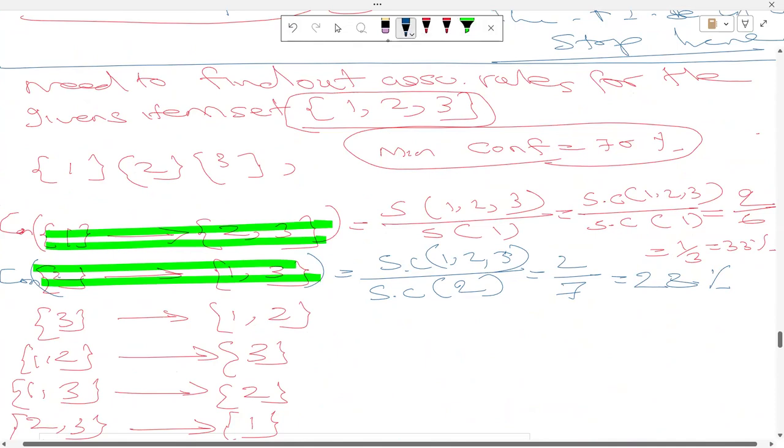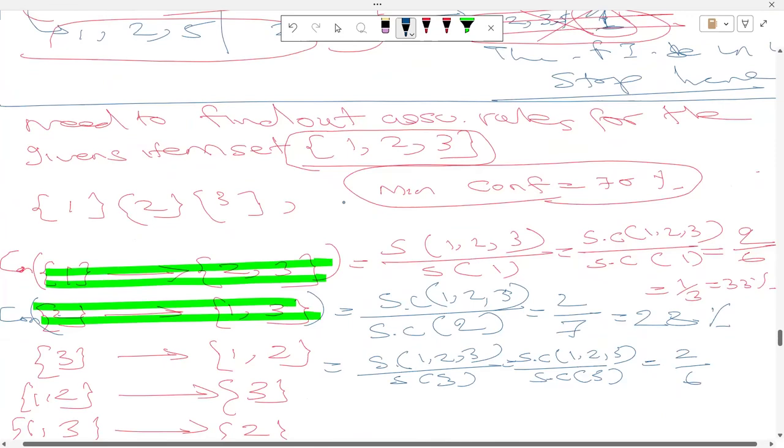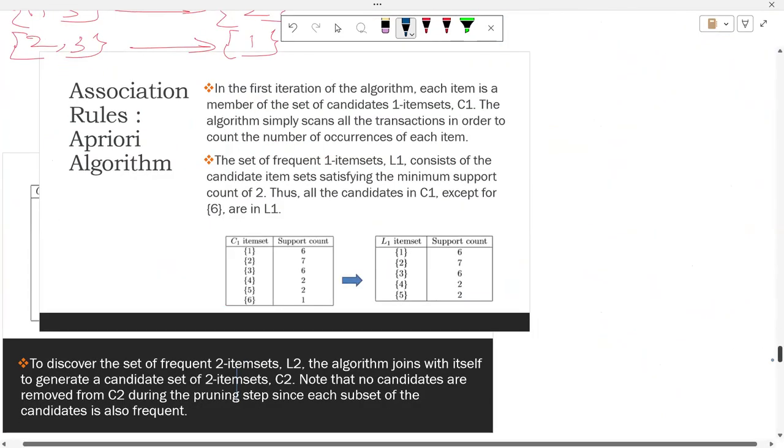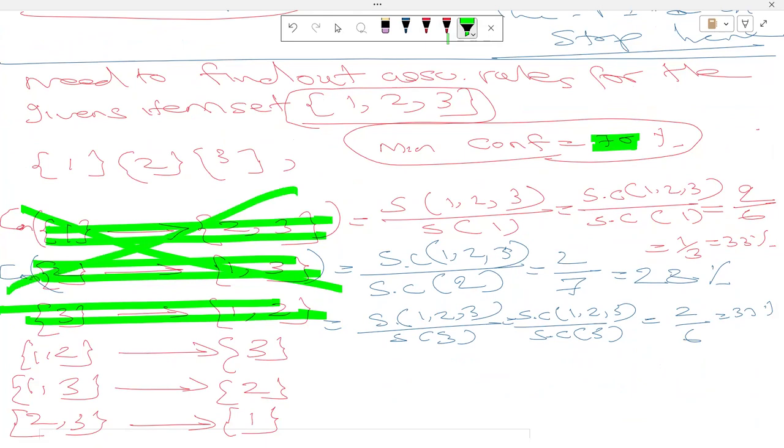The third one: support of 1, 2, 3 divided by support of 3, which equals the support count of 1, 2, 3 divided by the support count of 3. The support count of 1, 2, 3 is 2, and the support of 3 is 6, so that is also 33%. So we can say these 3 rules do not satisfy the minimum confidence threshold of 70%, so these cannot be the final association rules.